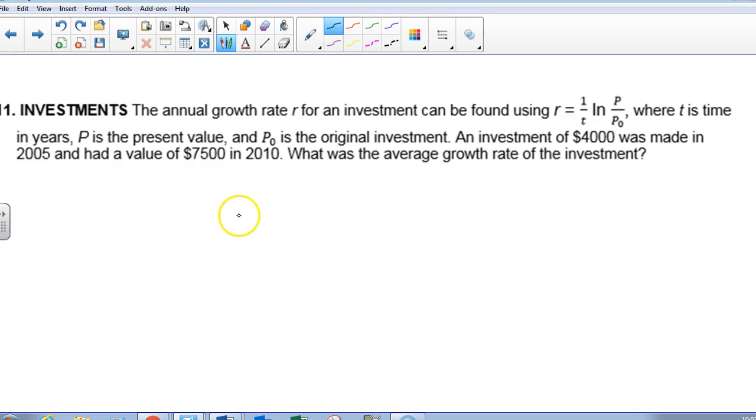Okay. The annual growth rate for an investment can be found using this. Now, these are some kind of useless formulas because most of these you would use logarithms to solve rather than rewriting the formula like this, but they want you to practice using formulas. And it is a really good skill for ACT, both math and science. So where T is time in years, P is a present value, P sub 0 is the original investment. An investment of $4,000 was made. What does that mean? Original investment. So that number is going to go down here.